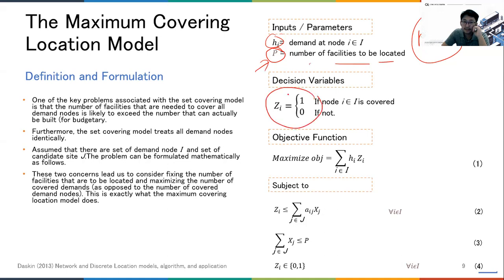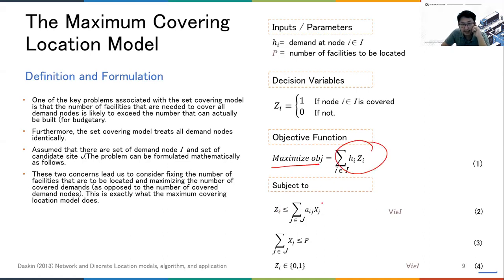And then you have another decision variable. Previously we have Xj. Now we have another, Zi. Zi will represent whether the demand node i is being covered or not. Okay, because you want to maximize the amount of demand being covered by the facilities. Okay, so now the objective will be different. Instead of minimize, now it's maximize. And this is practically the same.